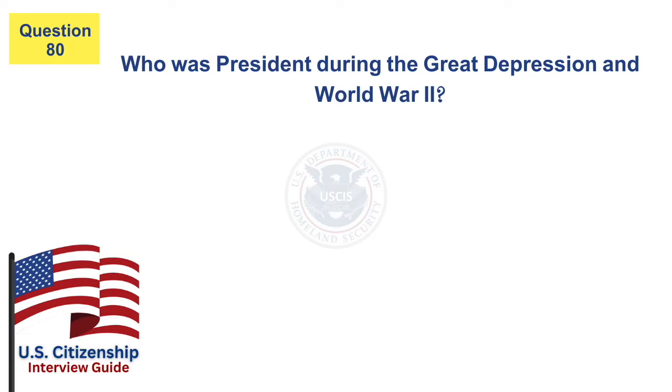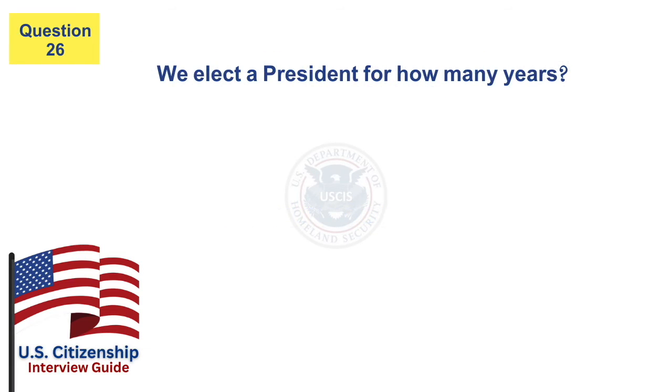Who was president during the Great Depression and World War II? Franklin Roosevelt. We elect a president for how many years? Four.